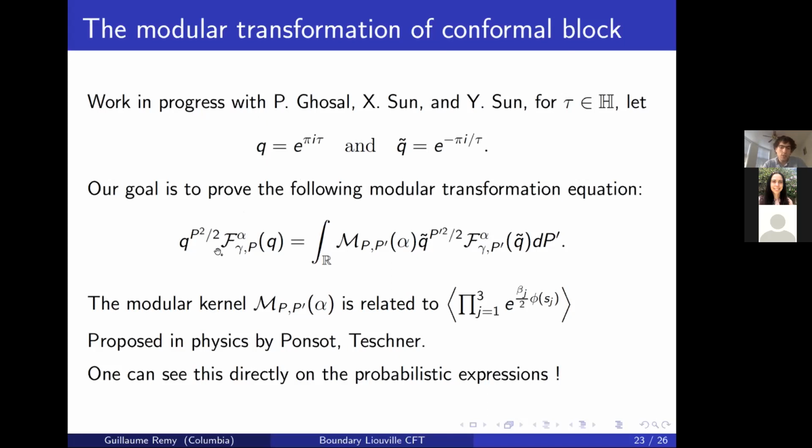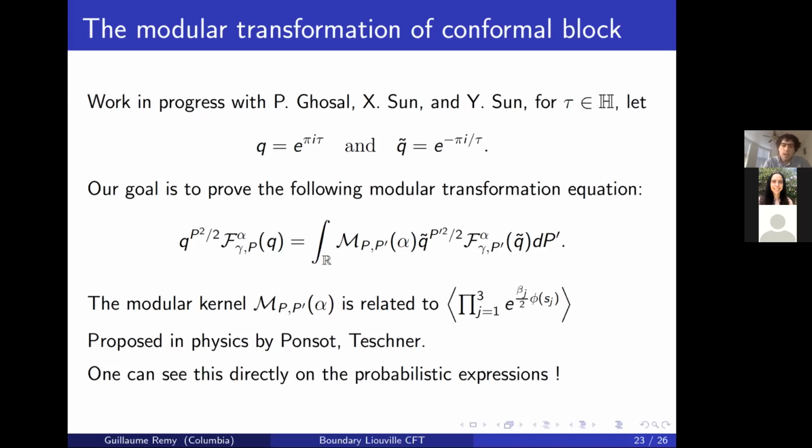And the conformal block at q is supposed to be some integral of a kernel times the conformal block at q tilde. And what's really fascinating is that this kernel you need to use in this transformation is related to the boundary 3-point function. This was proposed in physics by Ponsot and Teschner, but we can actually see this fact, and this is a work in progress, I should stress, with Promit, Shin and Yi. We can see that this modular kernel is related to the boundary 3-point at the level of the probabilistic expressions. And then we hope to leverage that to prove this transformation property, to make it a rigorous theorem.